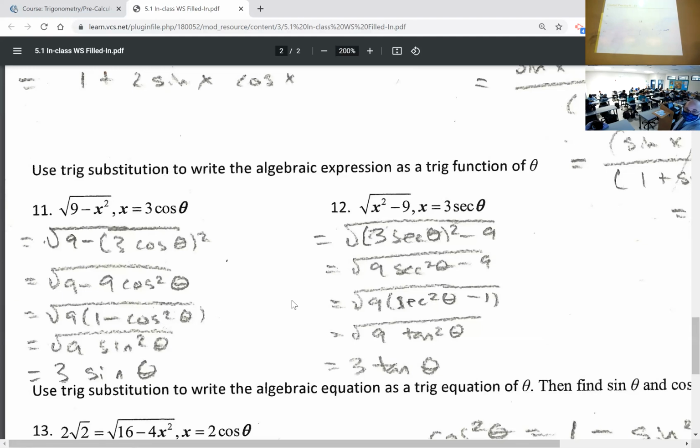This one's similar, x squared minus 9. Take the square root of that. If x is equal to 3 secant theta, so I've got 3 secant theta squared. So that becomes 9 secant squared theta minus 9. I can factor out the 9. And I'm left with 9 times secant squared minus 1. Using my Pythagorean identity, secant squared minus 1 is equal to tangent squared. Take the square root of 9 tangent squared, which is equal to 3 tangent theta.